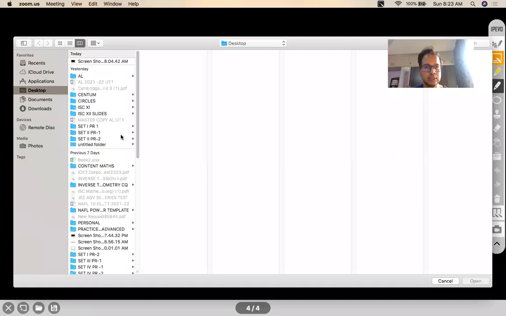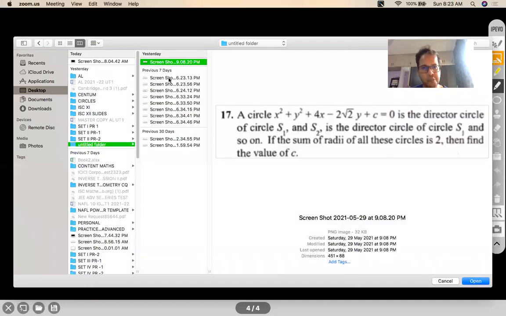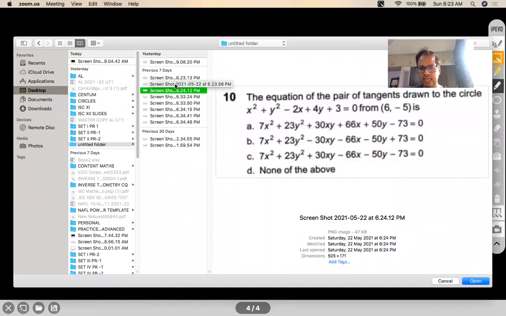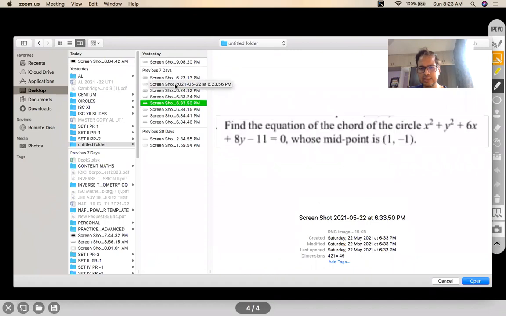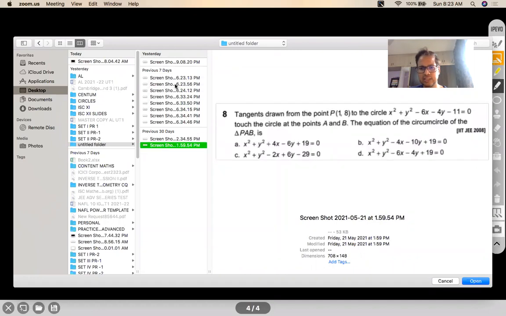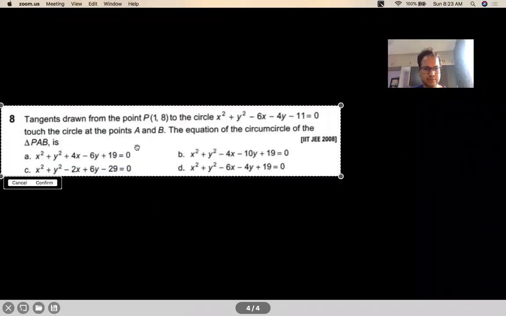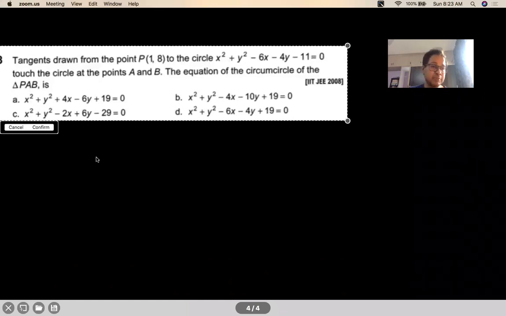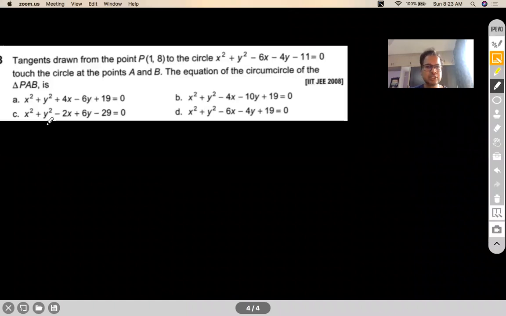Let's take a question on this. Pair of tangents and chord of contact. Okay, let's start with this question. Maybe you have done this in your DPP or maybe you may not have tried it. Still, let us do this question. The question is: tangents are drawn from (1, 8) to this circle, which touches the circle.